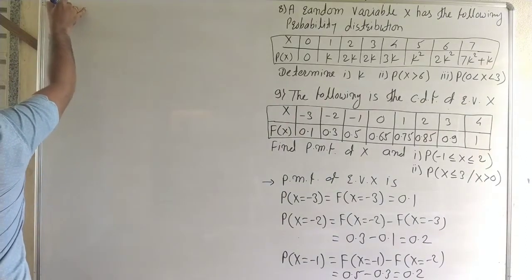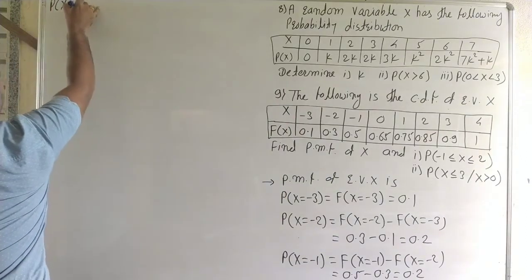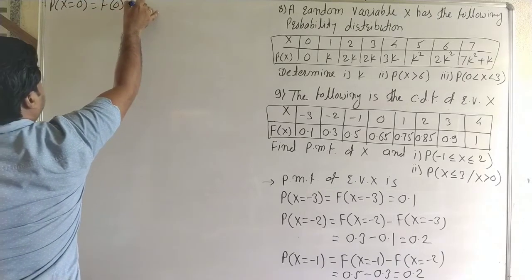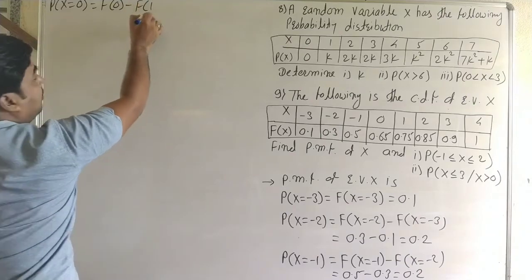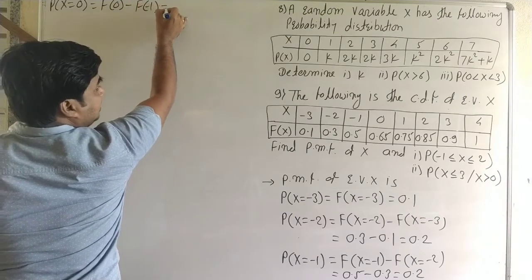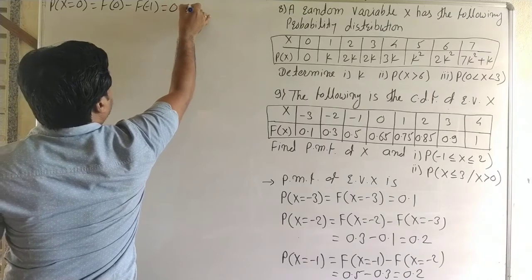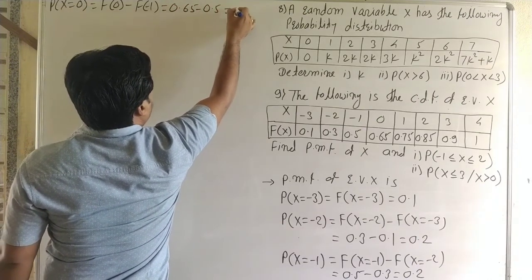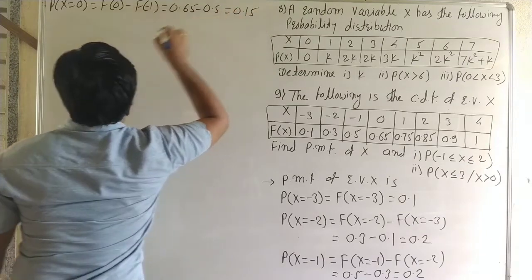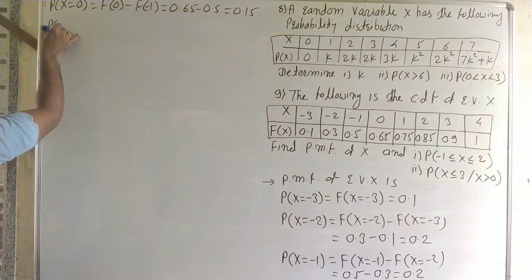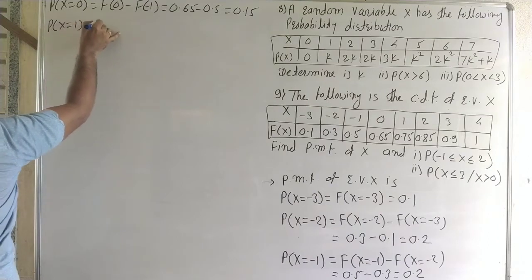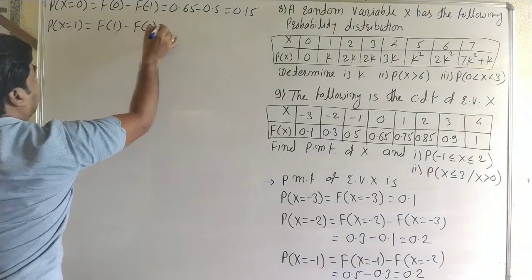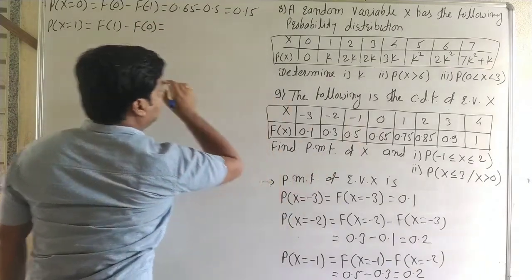Now the probability of X equal to 0 is F of 0 minus F of minus 1, and then it is 0.65 minus 0.5, and that is 0.15. Then the probability of X equal to 1 is F of 1 minus F of 0, and F of 1 is 0.75.